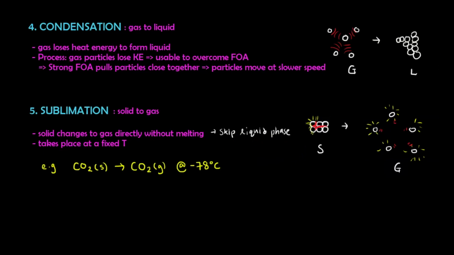Okay, but for example, in the case of carbon dioxide, it's able to convert from solid to gas directly at negative 78 degrees Celsius. And that's why at room temperature, carbon dioxide is a gas, because room temperature is higher than its sublimation point, which is negative 78 degrees Celsius. Okay, and that is all for the interconversion of states, which is the change in state for matter.